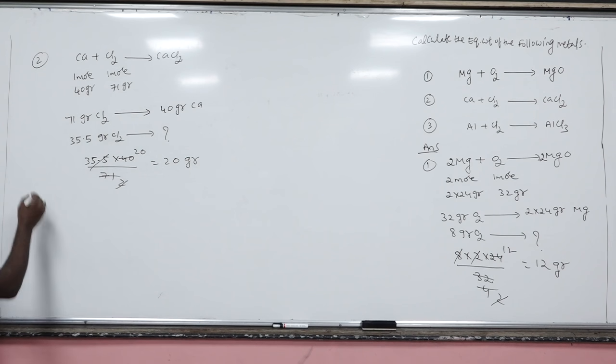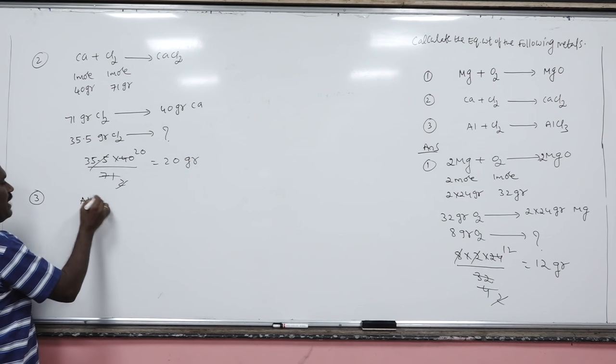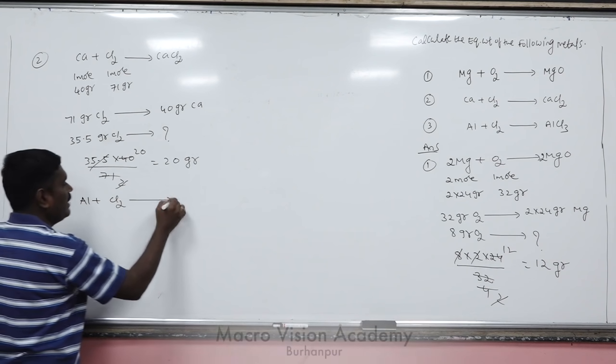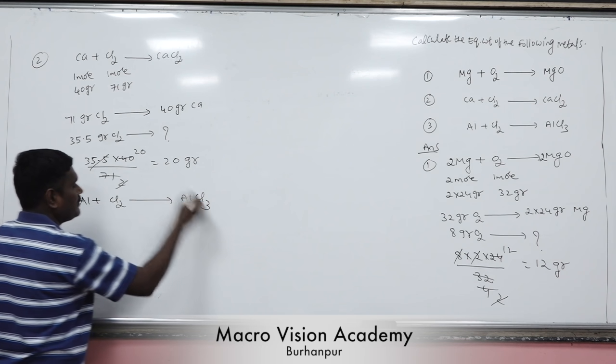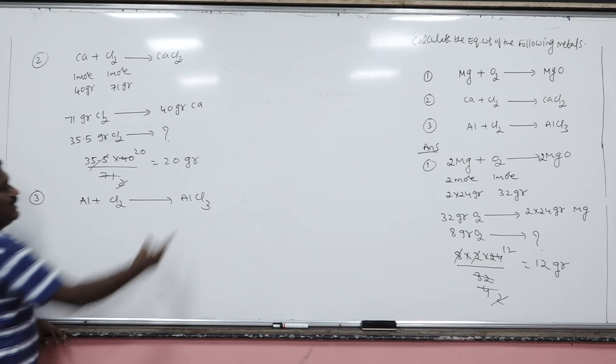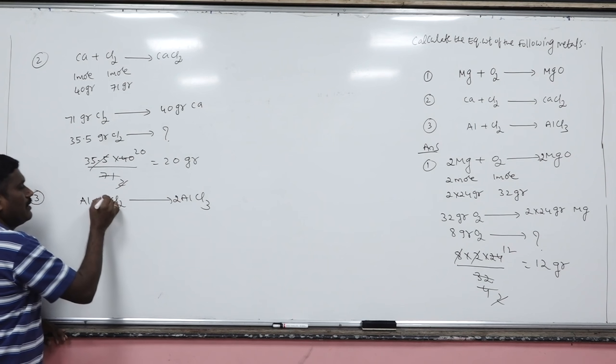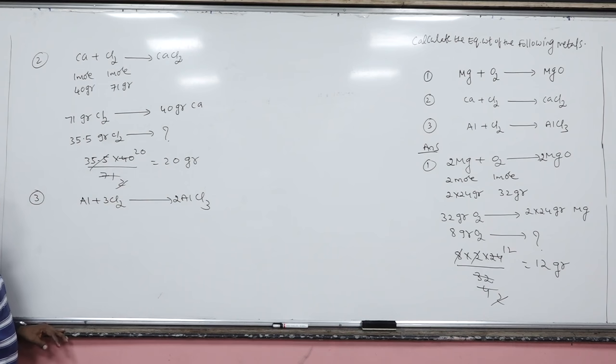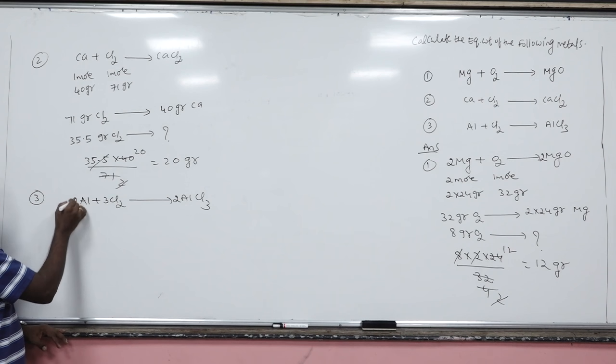Okay. Now come to question number 3. Aluminium combined with chlorine to give aluminium chloride. Okay. Now come to balancing. 3, 2s are 2, 3s are. Chlorine atoms are balanced. Now aluminium is also balanced.